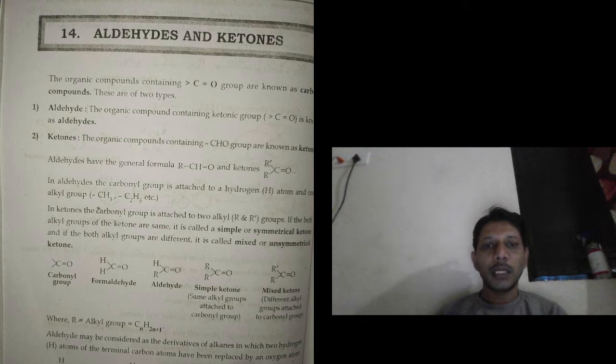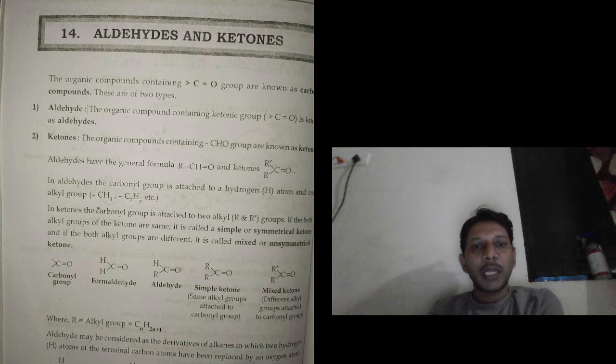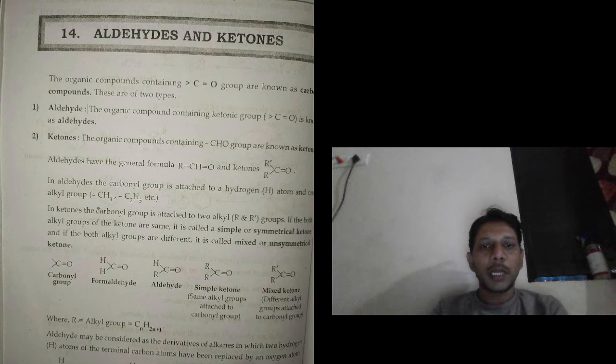Now aldehydes have a general formula RCHO and ketones are R-C double bond O. So we can easily distinguish aldehydes and ketones. So in aldehyde, the carbonyl group is attached to at least one hydrogen atom and an alkyl or aryl group. So alkyl group may be methyl, ethyl or any other group. In ketones, the carbonyl group is attached to two alkyl groups. Now they may be similar or different.